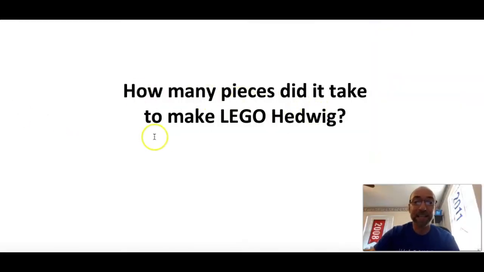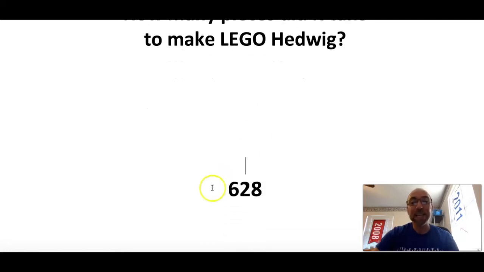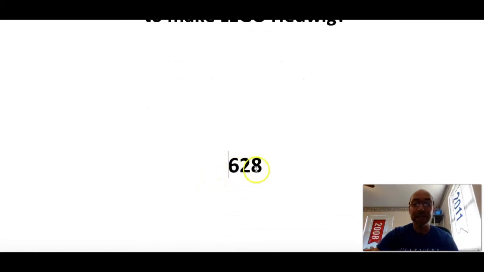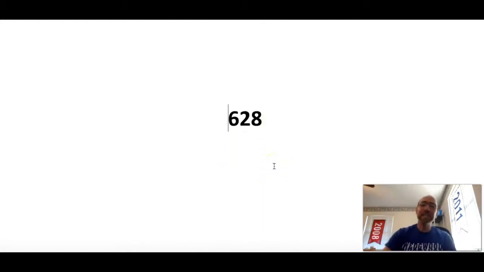How many pieces did it take to make Lego Hedwig? Well, after looking over everybody's guesses, we had some students who were really close. It took Mr. Enzi 628 Lego pieces to make Hedwig. Now, 628 pieces is the exact answer. But if we had wanted to make some good estimates, we can use a strategy called rounding. We can think about numbers that are close to the nearest tens place or close to the nearest hundreds place.